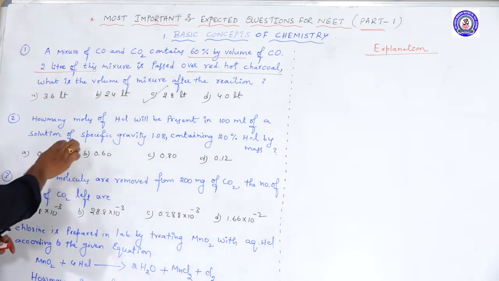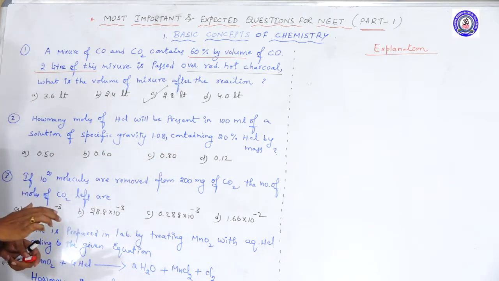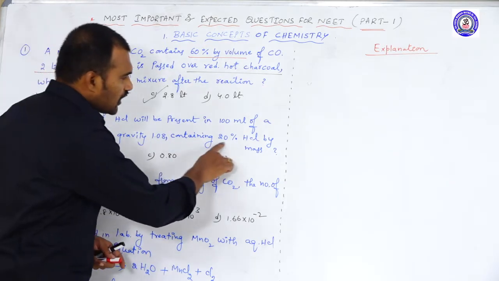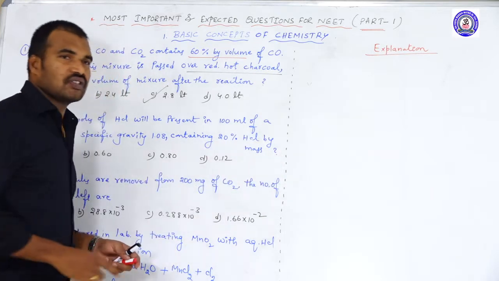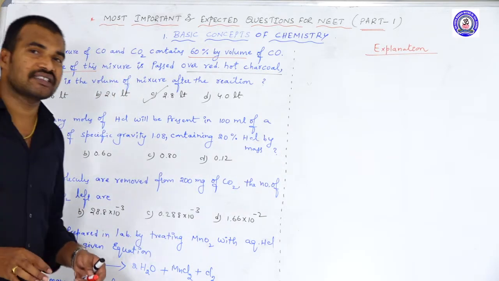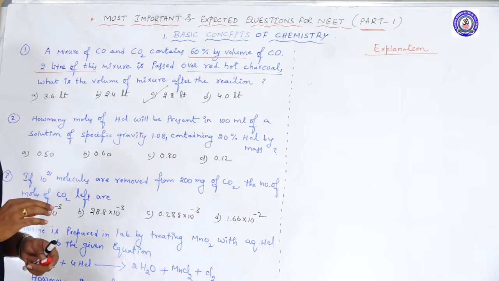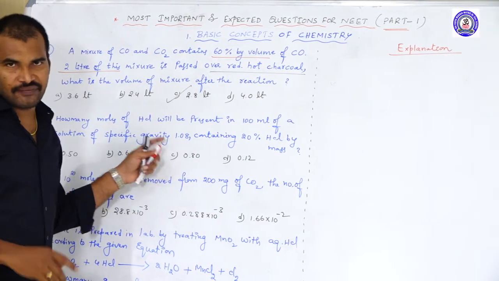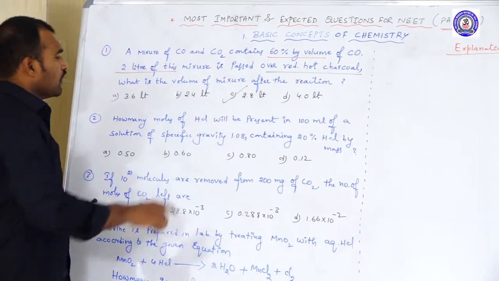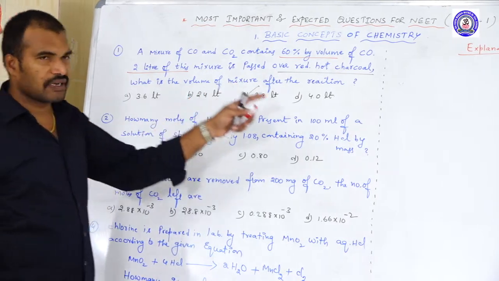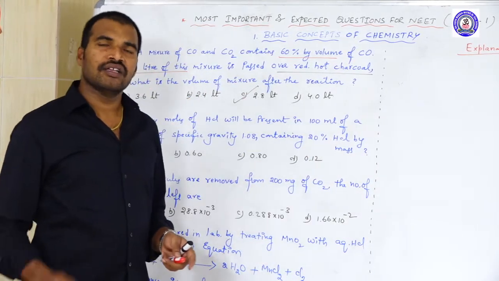Okay, so here they have given the data: the specific gravity, and also 20% of HCl by mass, that means weight percentage. So the percentage weight and the specific gravity are given, and they are asking to find the number of moles of HCl present in 100 ml of the given solution.